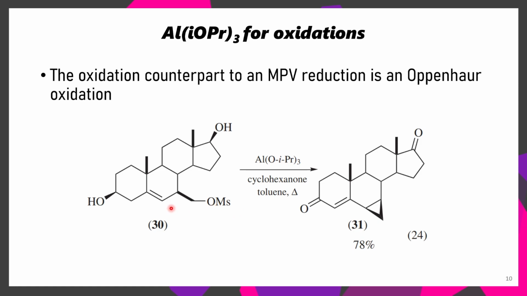This then allows the electron density on this alkene to attack at that primary position, forming the cyclopropane, as well as a tertiary carbocation. The tertiary carbocation makes the adjacent methylene group very acidic, which results in deprotonation and formation of the alkene, giving this alpha-beta unsaturated ketone, 31.